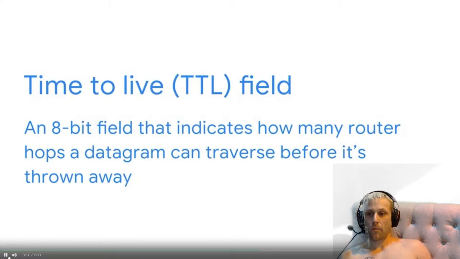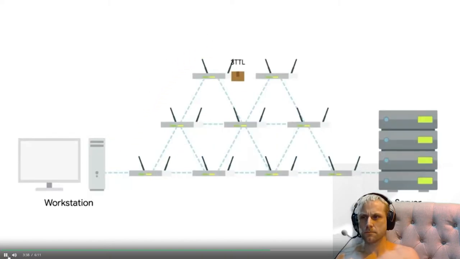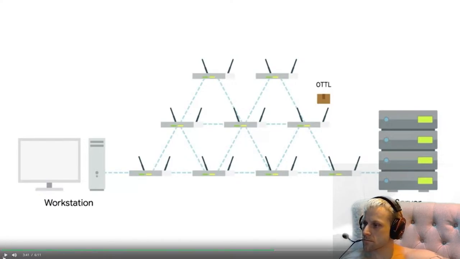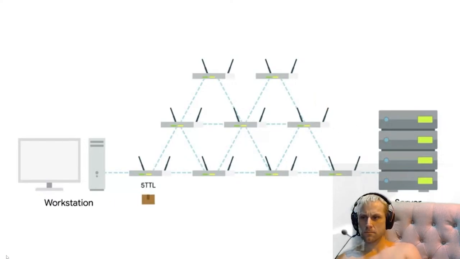field that indicates how many router hops a datagram can traverse before it's thrown away. Every time a datagram reaches a new router, that router decrements the TTL field by one. Once this value reaches zero, a router knows it doesn't have to forward the datagram any further.